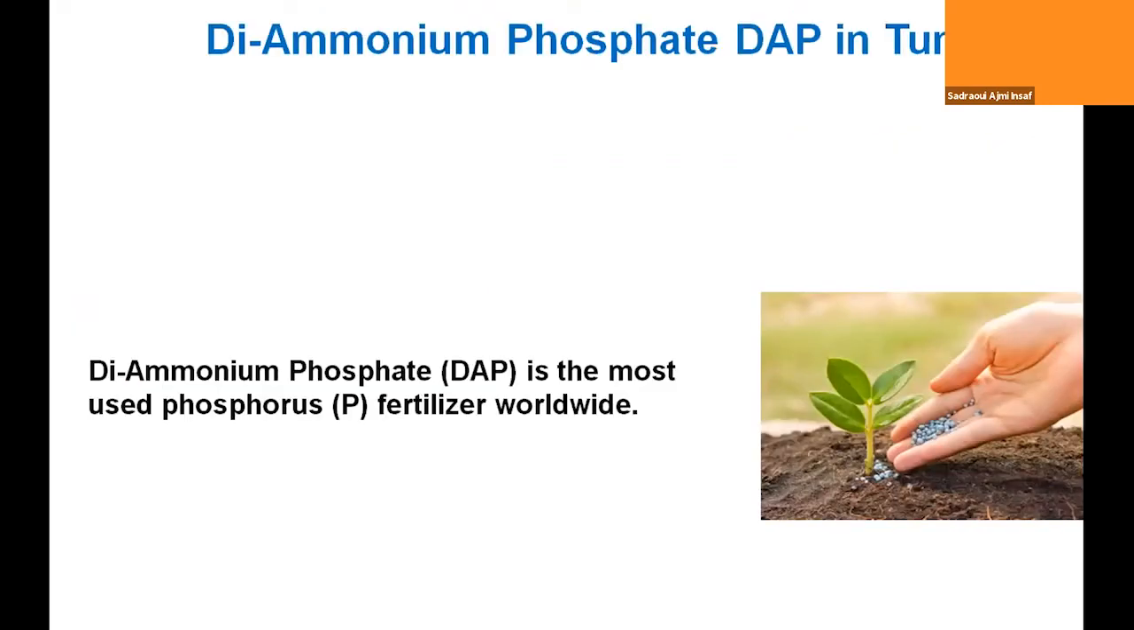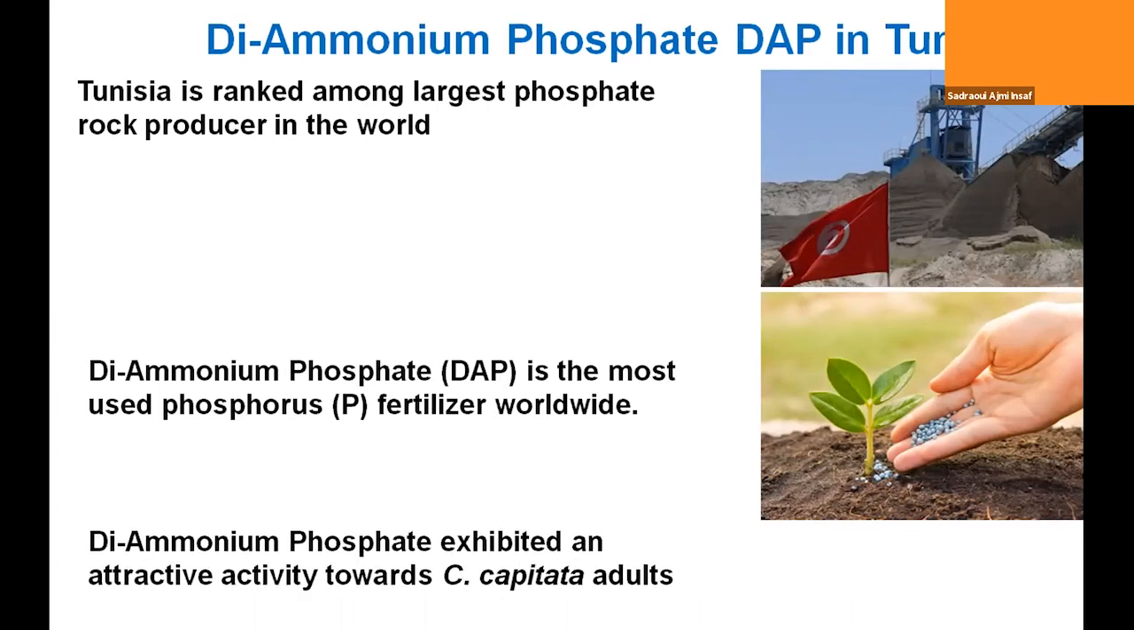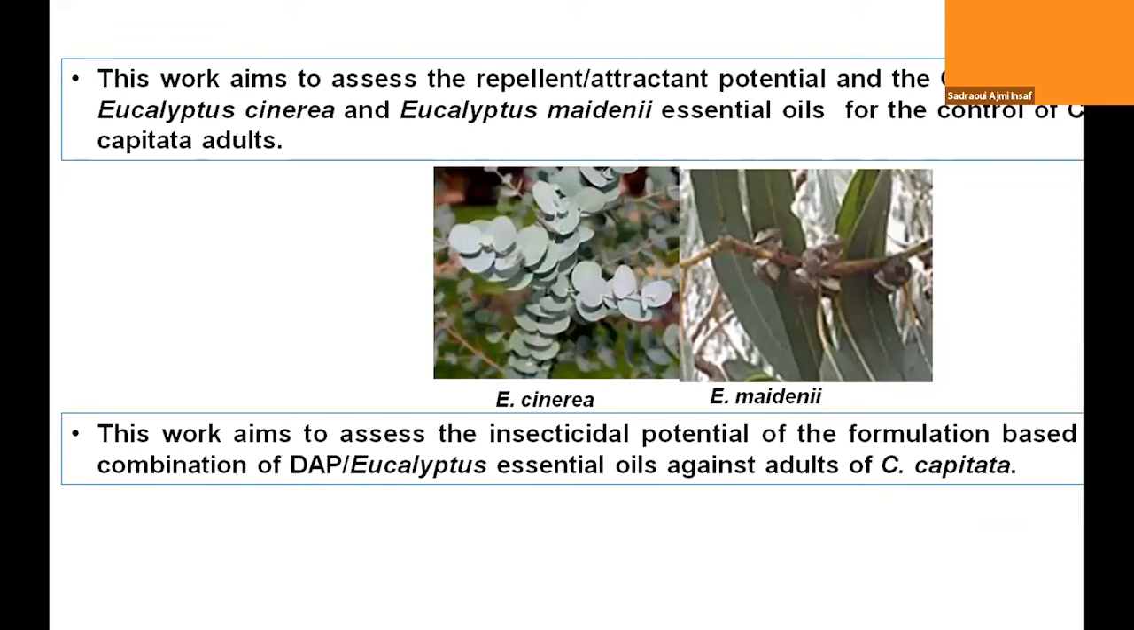On the other hand, diammonium phosphate is the most used phosphorus fertilizer worldwide. Tunisia is ranked among the largest phosphate rock producers in the world. In addition, diammonium phosphate exhibited an attracting activity towards Ceratitis capitata. Objective: this work aims to assess the repellent and attractant potential and the contact toxicity of Eucalyptus cinerea and Eucalyptus maydeni essential oils and their combinations for the control of Ceratitis capitata. It also aims to assess the insecticidal potential of formulations based on the combination of DAP and Eucalyptus essential oils against adults of Ceratitis capitata.